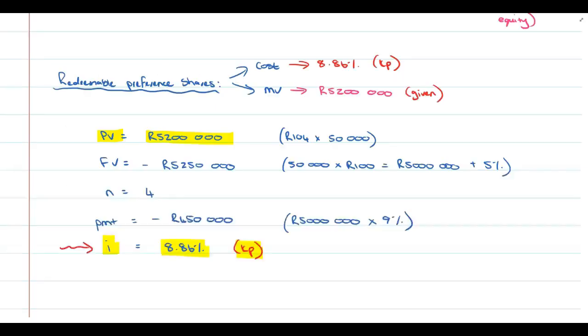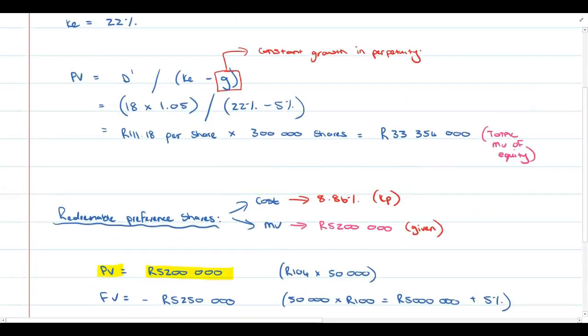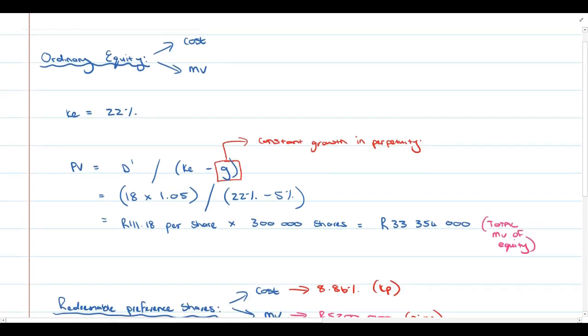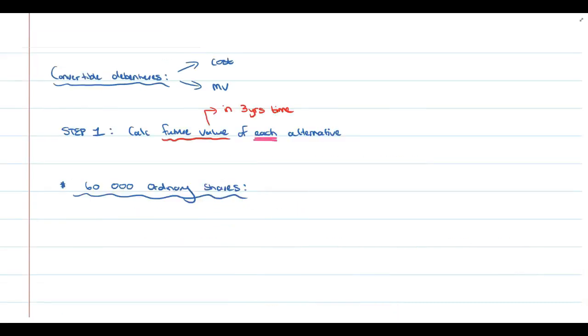First, guys, please note, we have already calculated the value of the ordinary shares today. Each share is worth 111 Rand and 18 cents today. I have also been told that dividends are expected to grow by 5% per annum. So the value of one ordinary share today is 111 Rand and 18 cents. That is my present value.